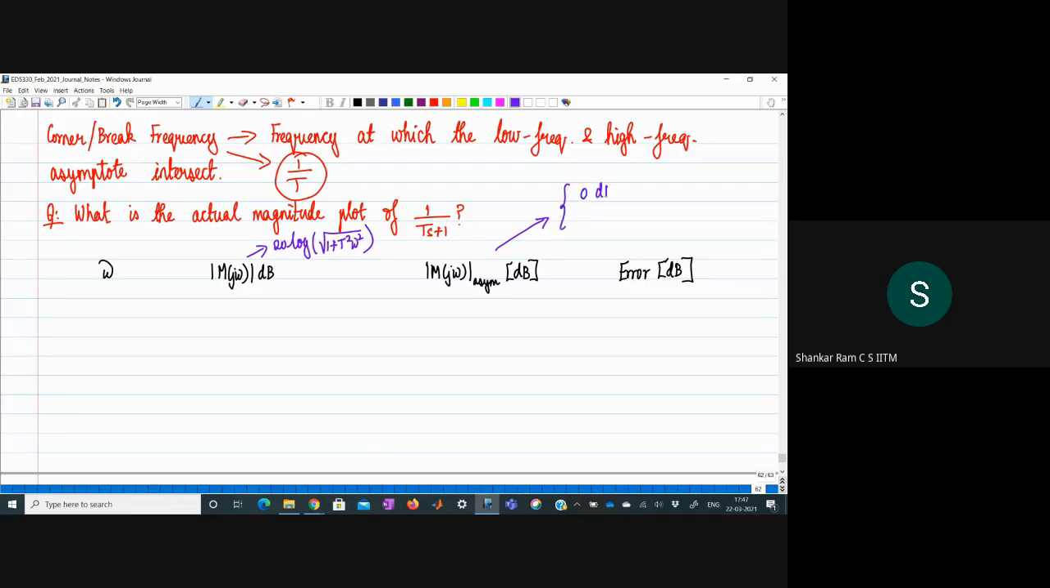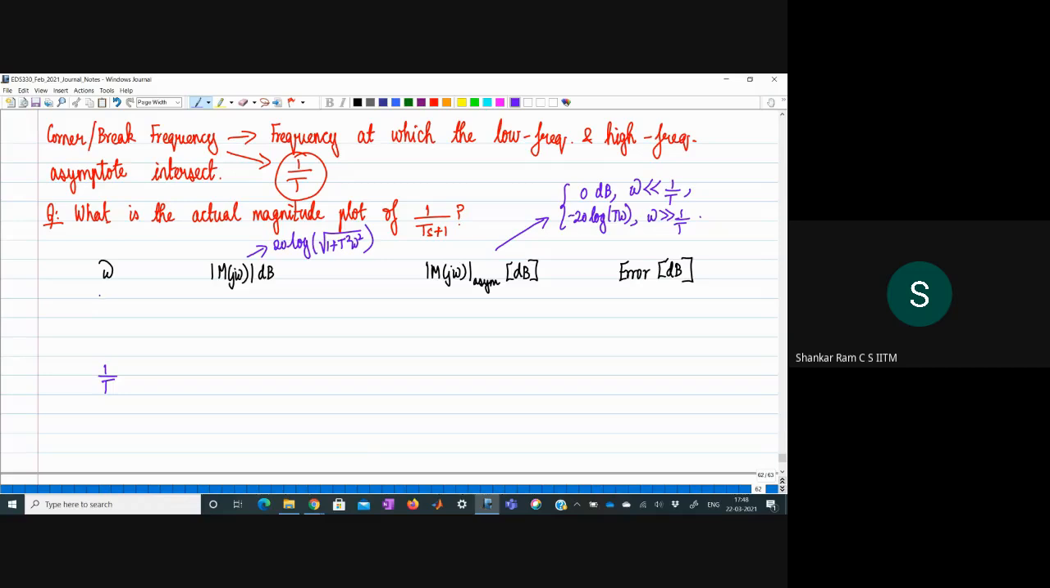It is going to be 0 decibels when omega is very small compared to 1 by T. It is going to be minus 20 log T omega when omega is very large compared to 1 by T, which is the corner frequency. So what I want you to do is essentially construct this table for various frequencies. As an intermediate point, let me take the corner frequency.